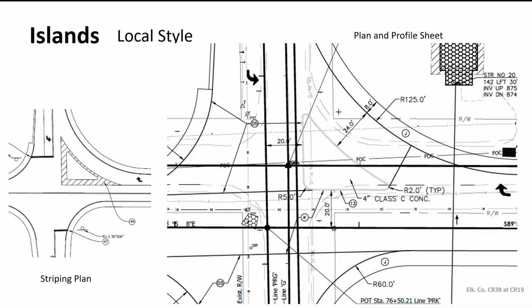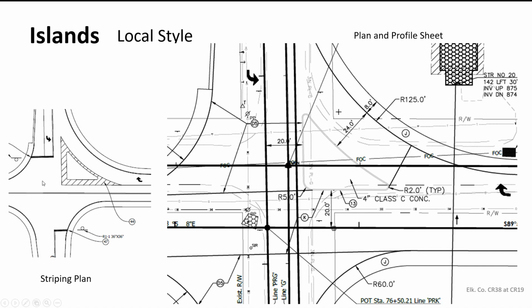This is from road design plans from Elkhart County. Here's the island, in the construction drawing set. This is the plan and profile. You can see here's our raised concrete island. It's got curb and gutter around it. It's got a 5-foot radius out on this end, 2 foot there and 2 foot there. And the turning island is 24 feet wide. We'll talk about that at the end of today's lecture.